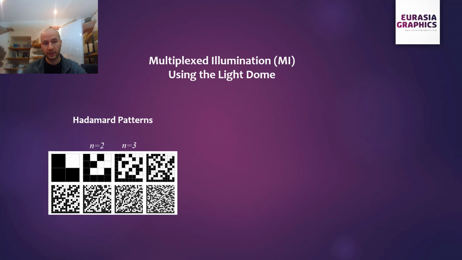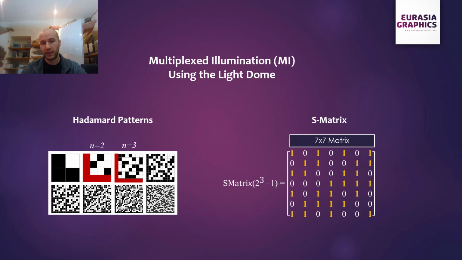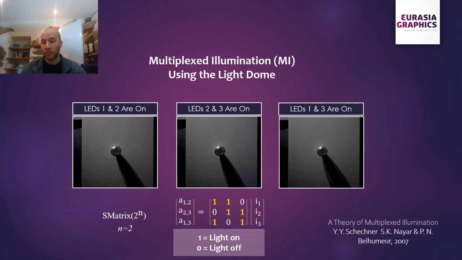Therefore, we cross out the first row and column, and then we're left with an S matrix. In this case, that was an N3 8x8 matrix reduced to a 7x7 matrix, and ones represent LED sources turned on, and zeros represent turned off. But the basic requirement for multiplex illumination is having two light sources.